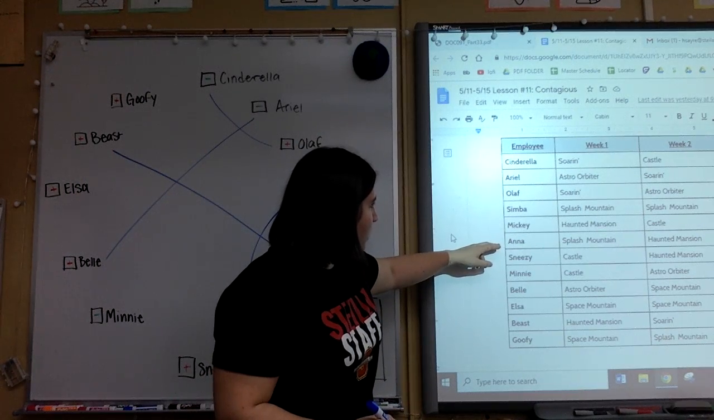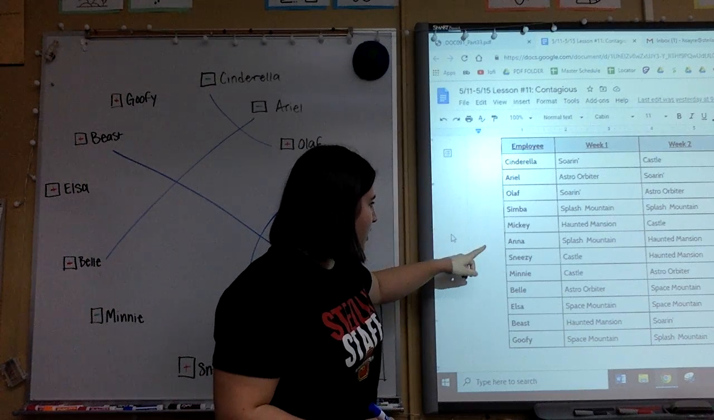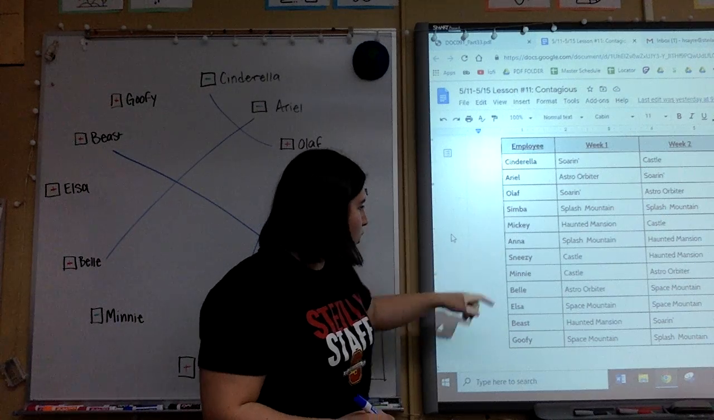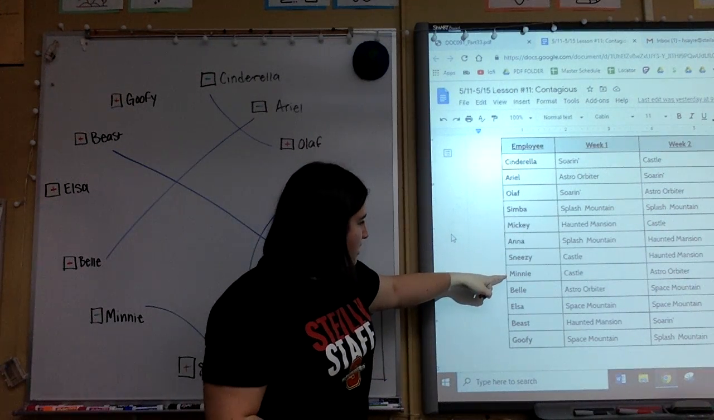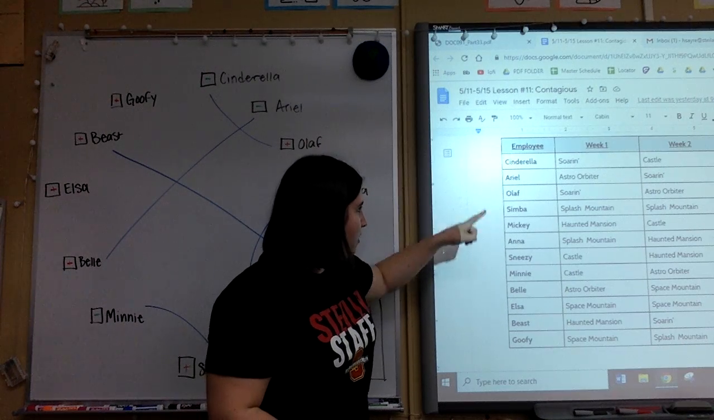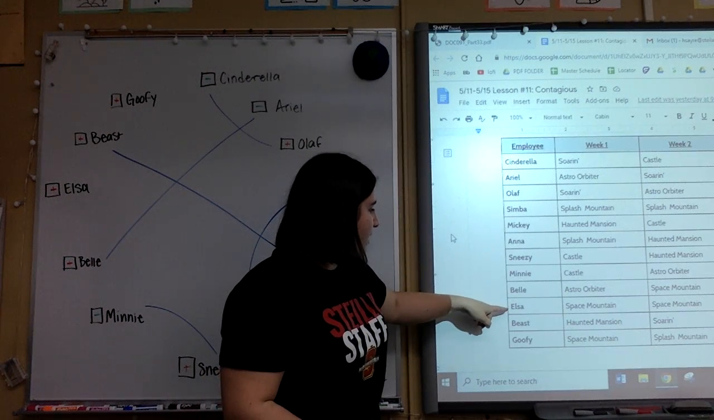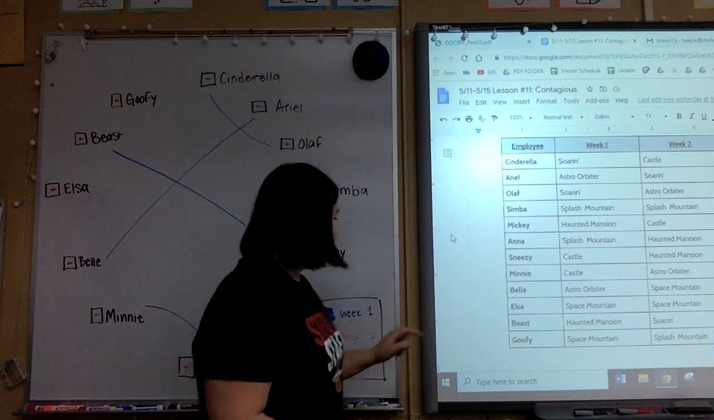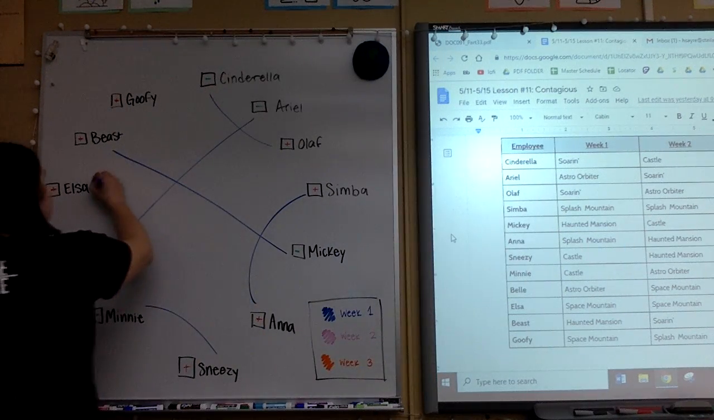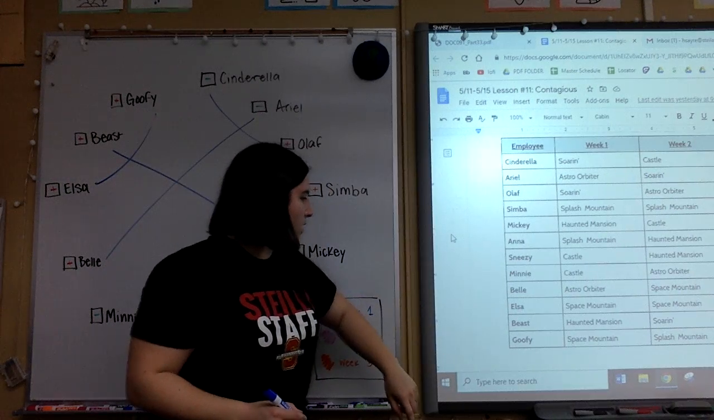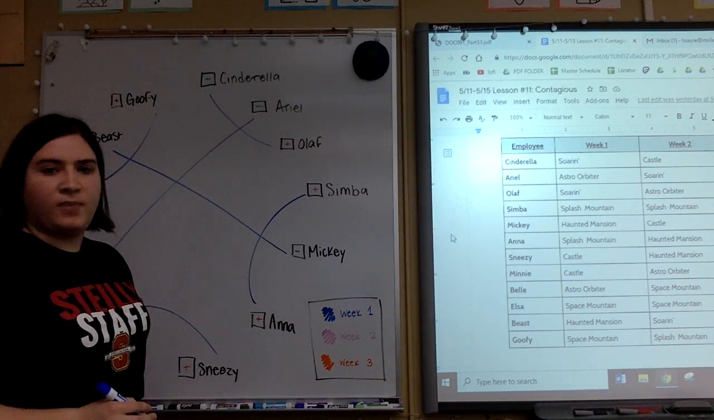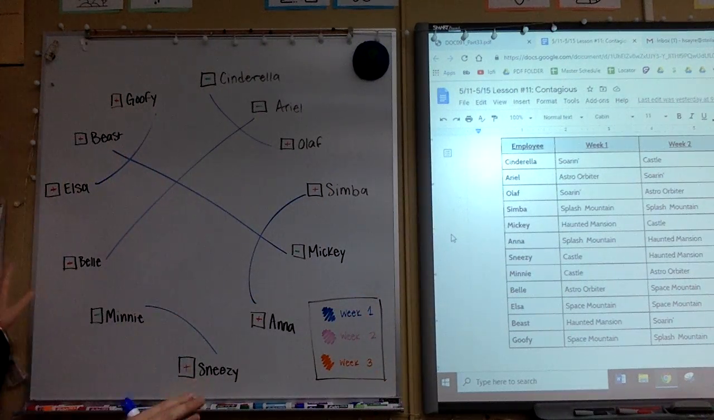Anna was working at Splash Mountain with Simba, so we already got her. Sneezy and Minnie are working together at the castle. Got Sneezy and Minnie. Belle's working at Astro Orbiter with Ariel, so we already got that. Elsa and Goofy are at Space Mountain together. And we already got the Haunted Mansion. We got the Beast already working with Mickey. So this is my web of connections for the first week of who was working together.